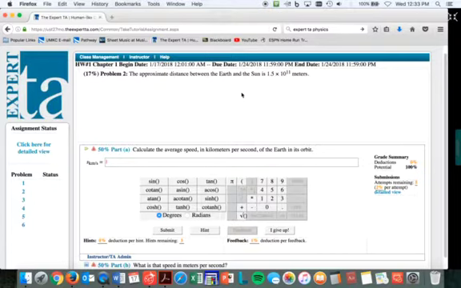Oh, that's kind of a little bit tricky. Calculate the speed in kilometers per hour. So, how would you go about doing that? That's kind of fun. Now think about it. The approximate distance gives you the radius of the circle that the Earth goes around the sun. And then the next part, they want you to figure out kilometers per second, then change it to meters per second, which is fine. You just multiply by 1,000.